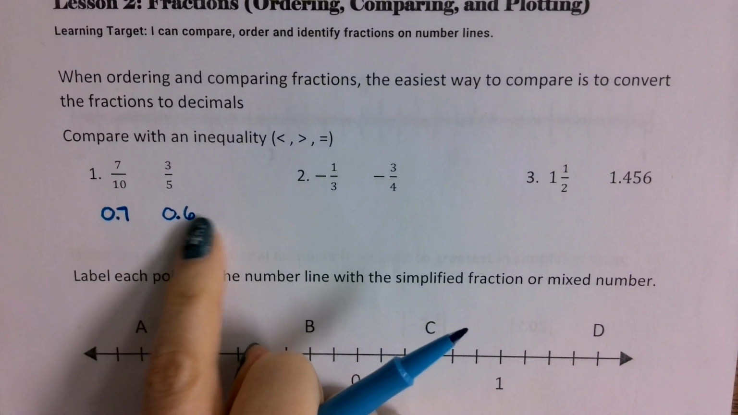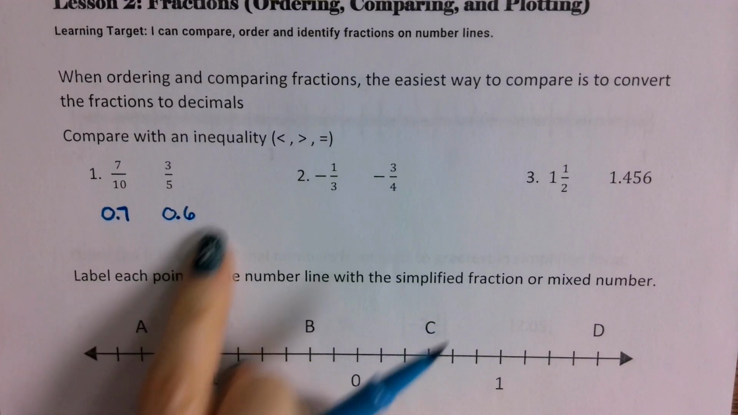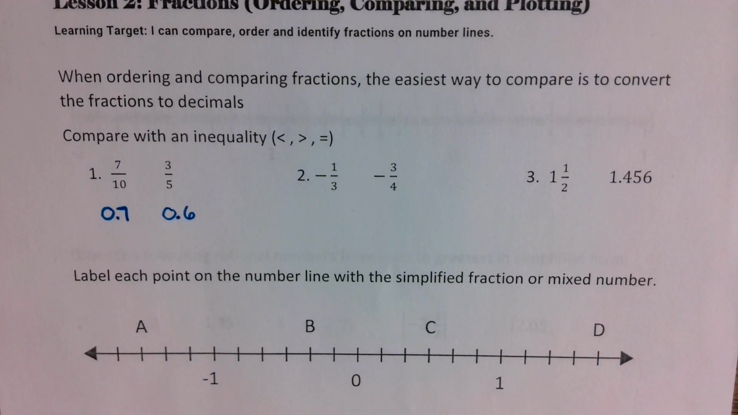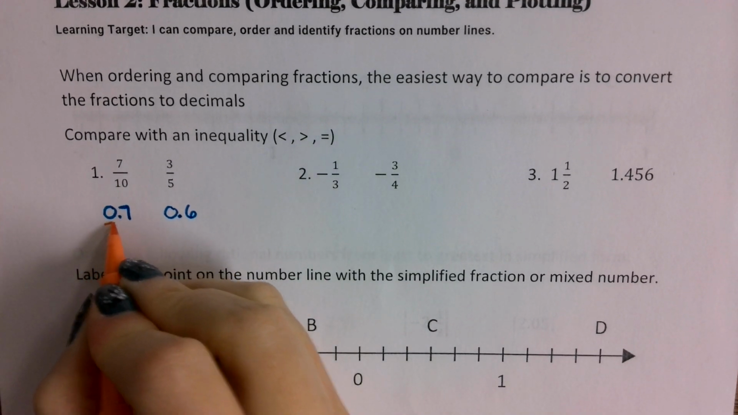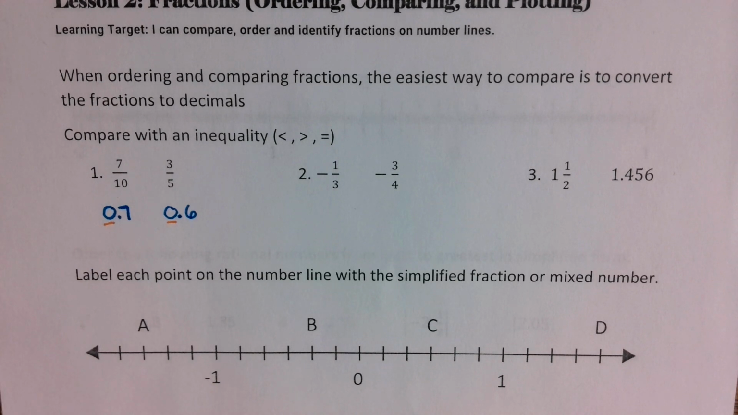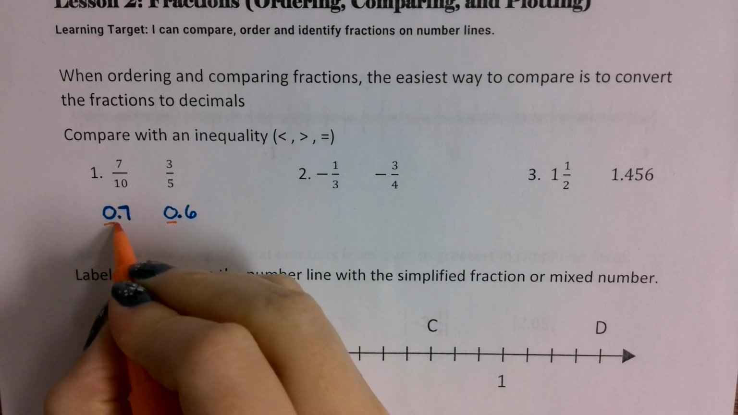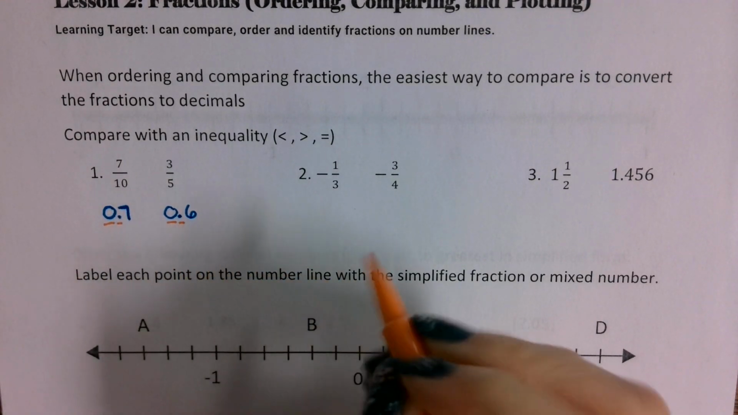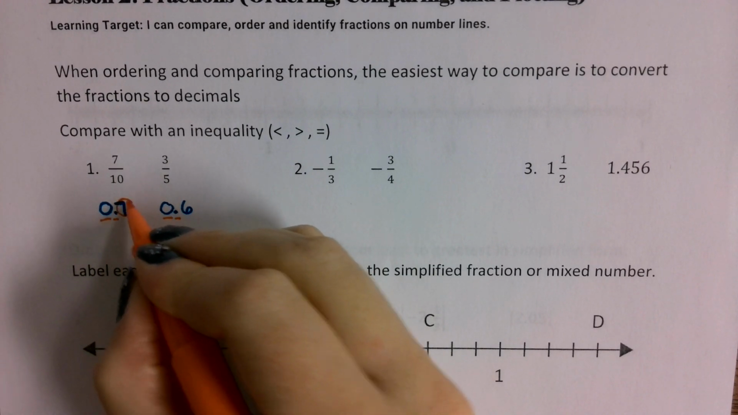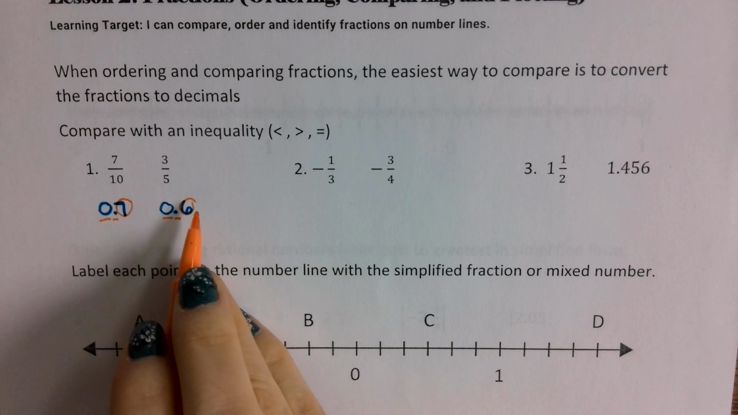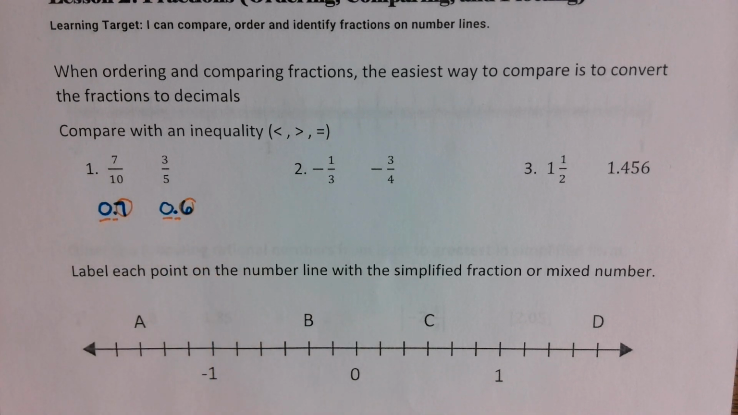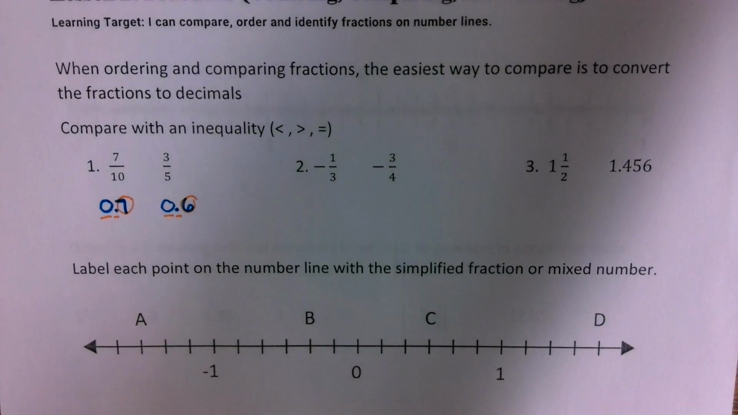So it's easier to compare these. When you are comparing, you go in order. You start from the far left. They both have a 0, so they're both the same there. Then they both have a decimal. Then we look at the 7 compared to the 6. Is 7 greater than or less than the 6? Greater than. So our symbol here is going to be greater than.